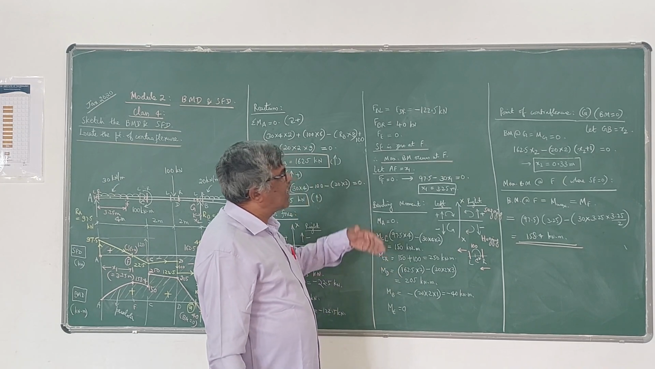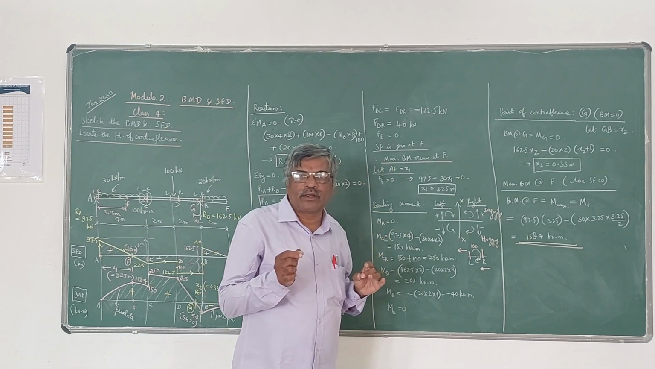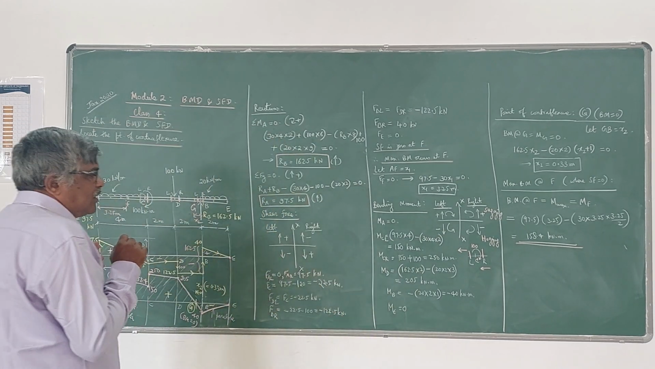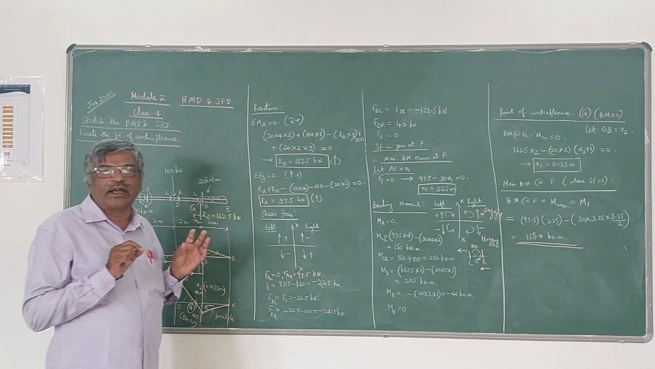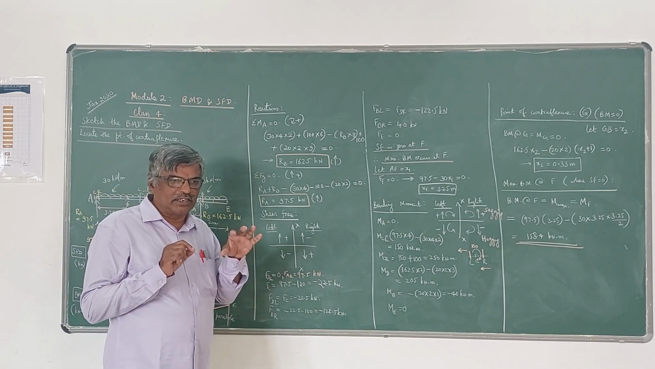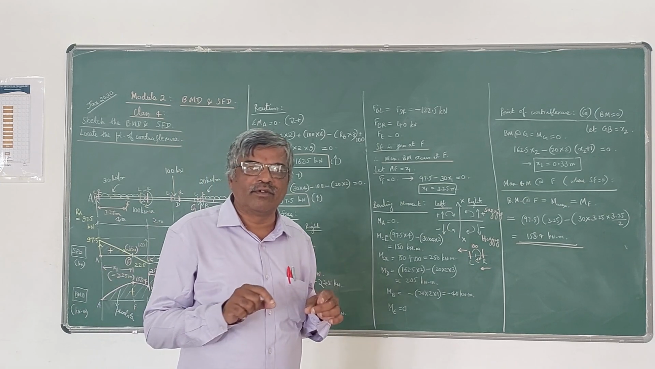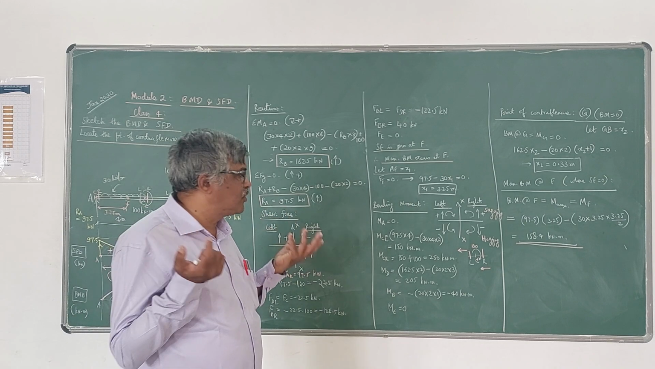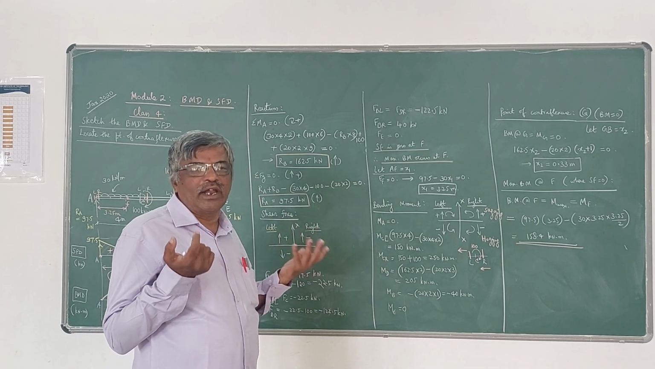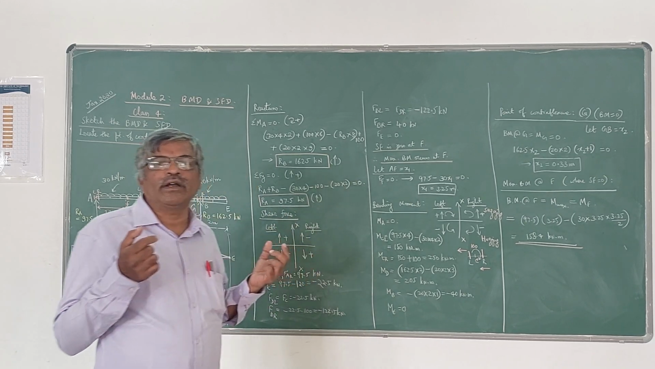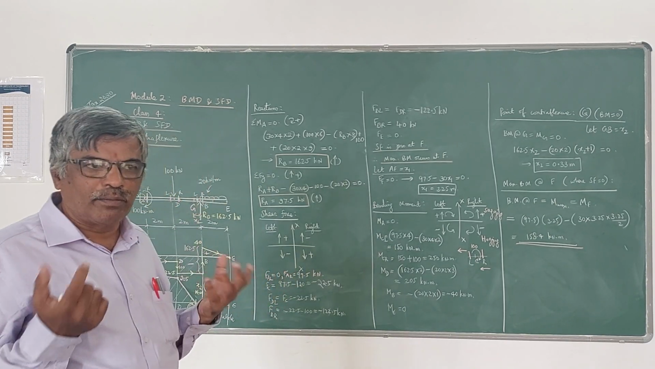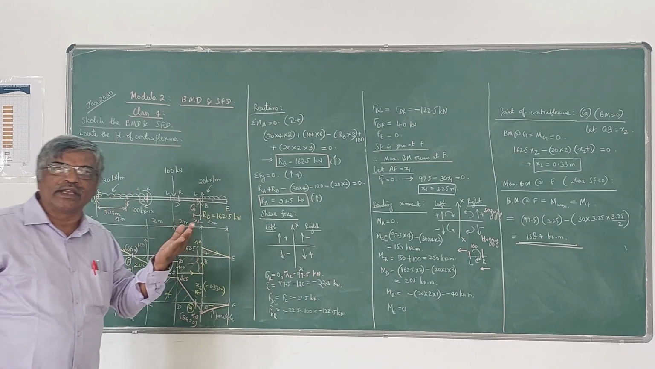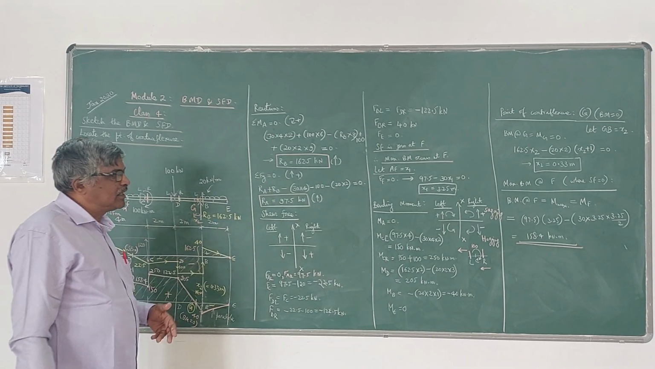After that, you have to draw the diagrams by knowing the profiles. We know that for UDL, the bending moment diagram is a parabola, whereas the shear force diagram is a linearly decreasing line. For concentrated load, both are straight lines. Bending moment diagram is also a straight line, and shear force diagram is also a straight line. For UVL, triangular load, the bending moment diagram is a cubic parabola, and the shear force diagram is a parabola. All those things I have explained in the earlier video lecture, so you can go through that.